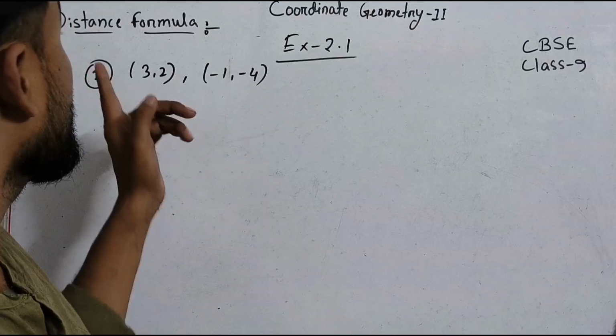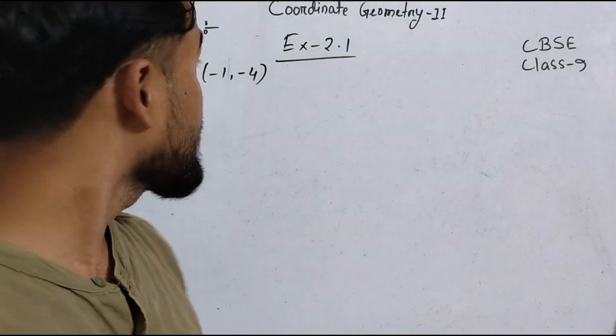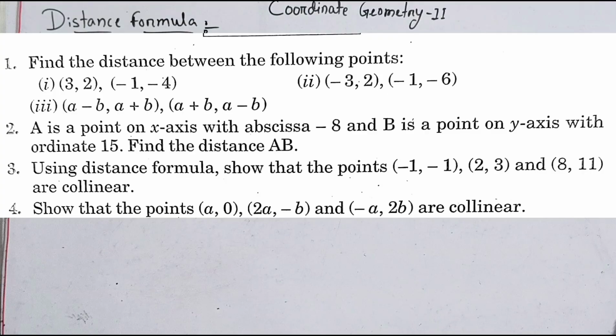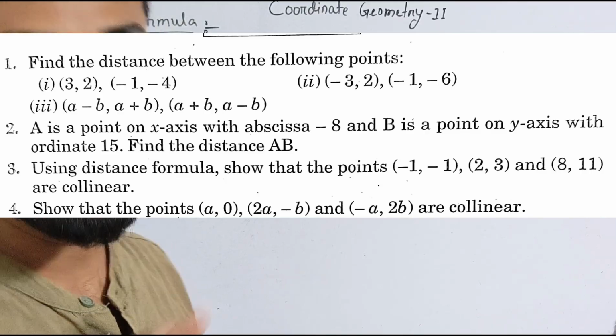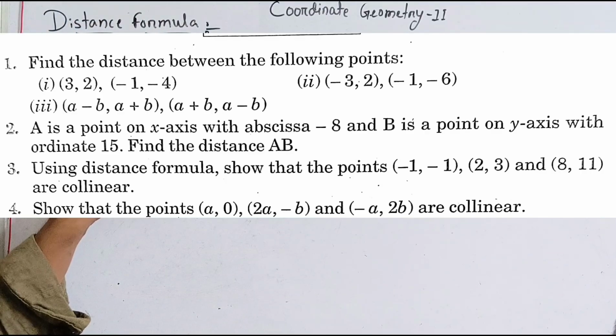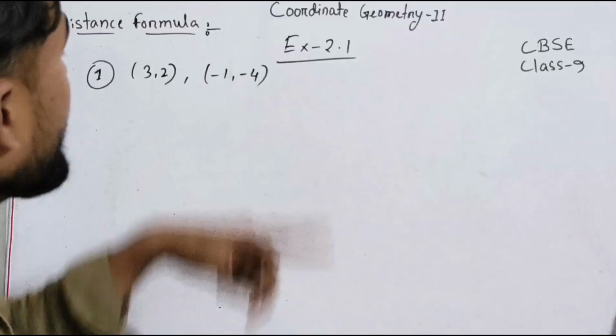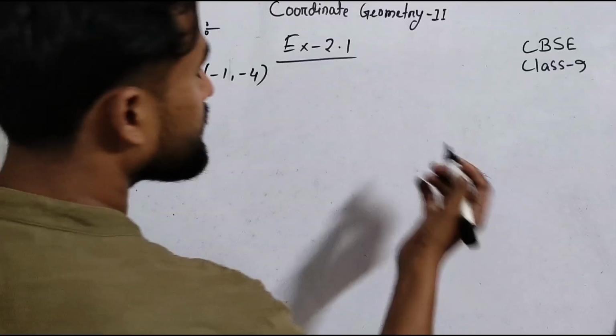Today we shall discuss the distance formula, exercise 2.1. Question number 1 was, look at the screen: find the distance between the following points. The first question was (3, 2) and (-1, -4).